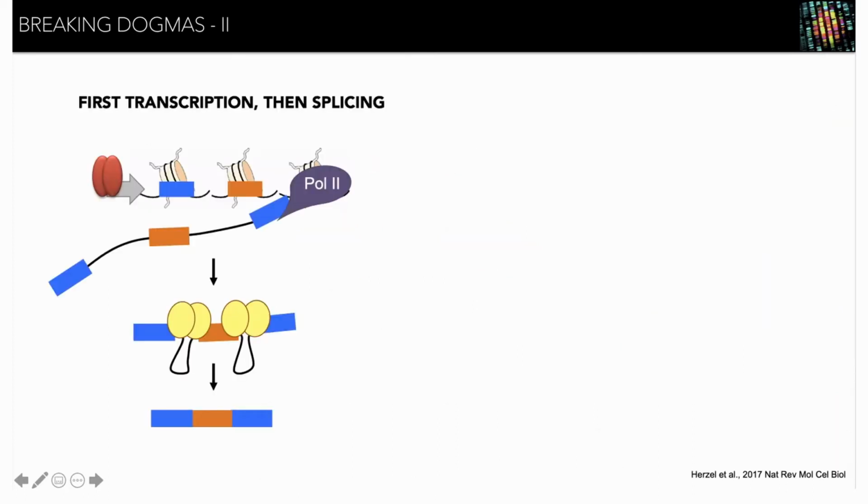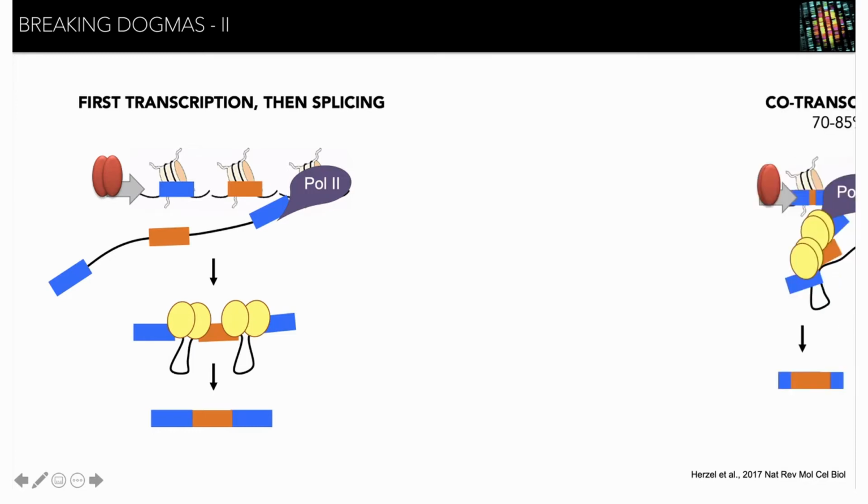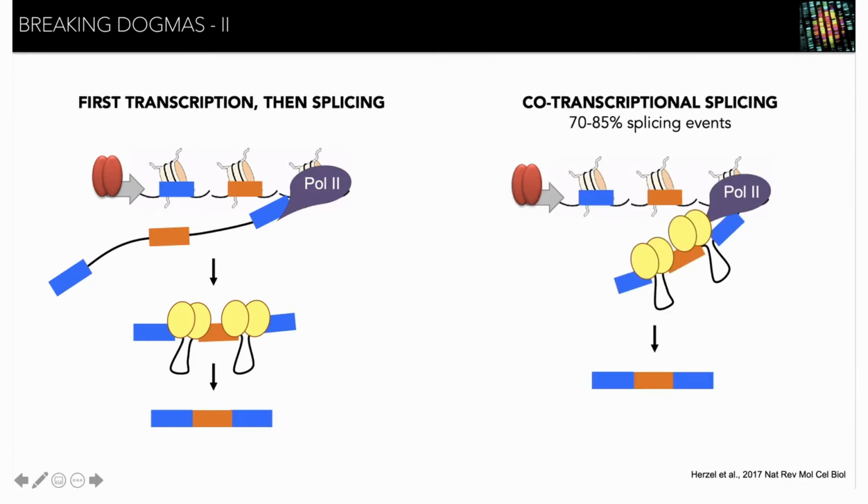The second dogma that I would like to break, a little bit less obvious, is that originally it was thought that you first transcribe your RNA and then you splice and then you translate it into a protein. The reality is that most of the splicing events are actually happening co-transcriptionally. This means that meanwhile the RNA is transcribed, the splicing machinery is recruited and you have the splicing going on, and splicing is finished before the RNA is fully transcribed. And actually, you cannot have the RNA getting poly-A and getting out of the chromatin if the whole splicing hasn't been done yet.